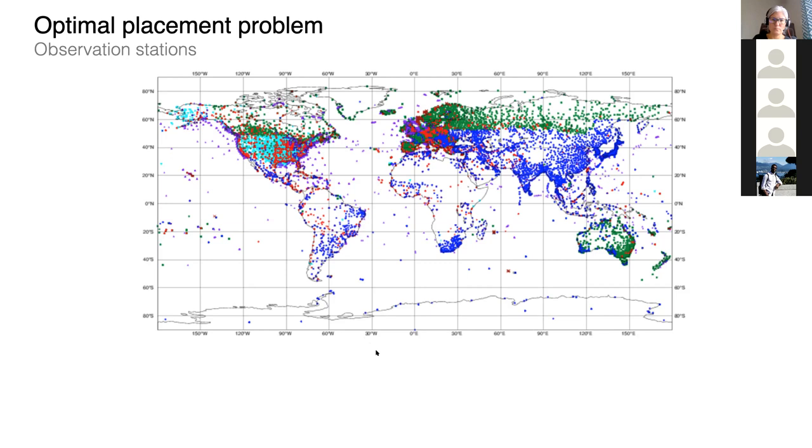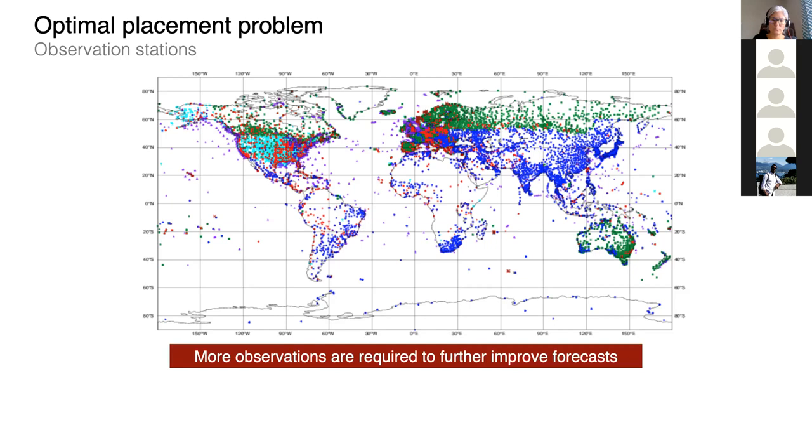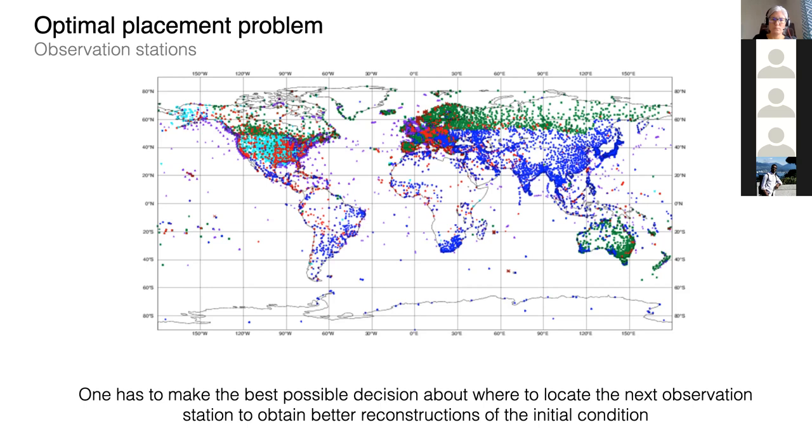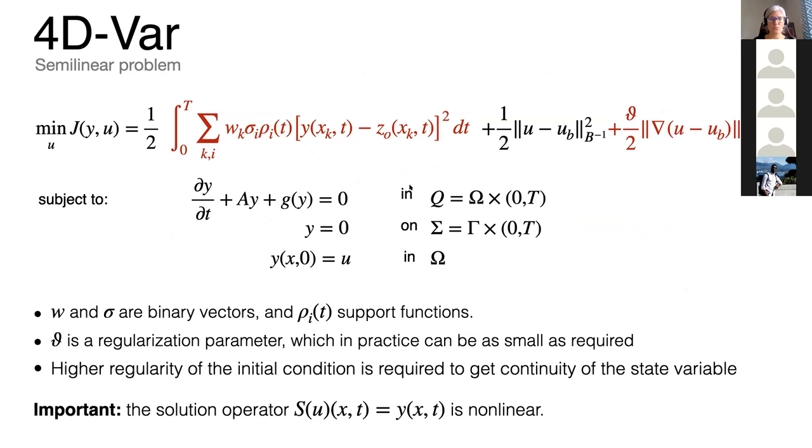So at that point we were sure that many observations were required, but the question was, where should we locate those observation stations? That's the main issue, because every observation station that you locate costs a lot of money. There's not plenty of money, so you have to choose the best possible locations for that. And so what we did is we included, this is just a semi-linear toy example that we use. So the constraint, of course, is not the dynamical system of the atmosphere, it's just a semi-linear PDE.